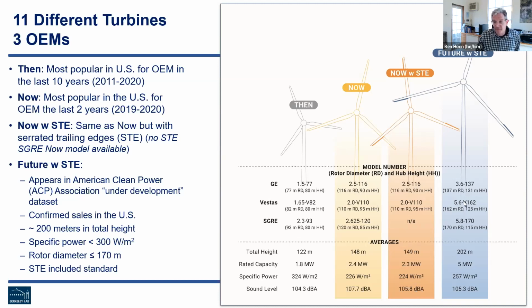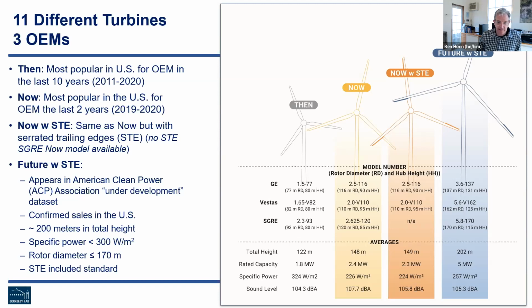Now, focusing on the future, these are turbines that were, at the time we started this analysis, not yet installed, but we were told were going to be installed. But they have already now been installed. There are examples of these future turbines in New York, Texas, Illinois, Nebraska, and West Virginia. For the GE turbine, it's a 3.6-137. For the Vestas, it's a 5.6-V162. And for the SGRE, it's a 5.8-170.